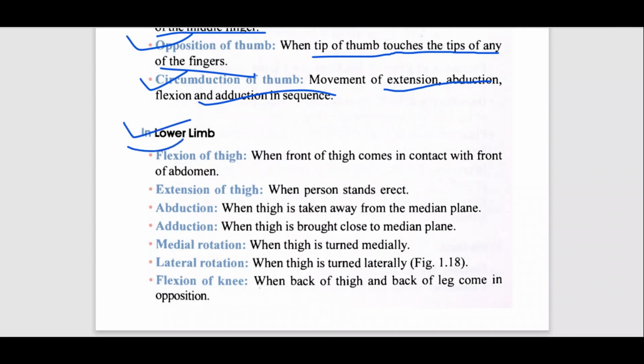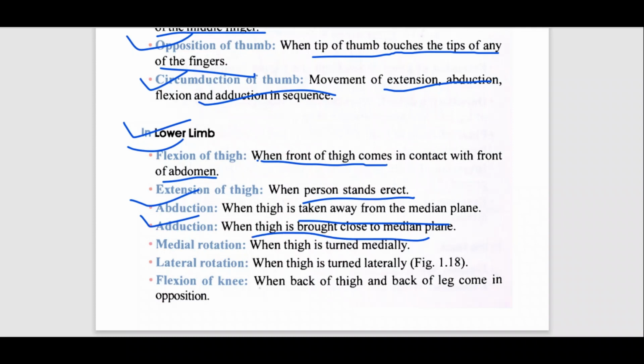We will continue with anatomical terms used in relation to the lower limb. First is your flexion of thigh. It is when the front of thigh comes in contact with your abdomen. Like जब आप किसी फुटबॉल को शूट कर रहे होंगे, आप अपने thigh और पूरे leg को आगे करते हैं. That is your flexion of your thigh. Extension of thigh, when the person stands still or erect.